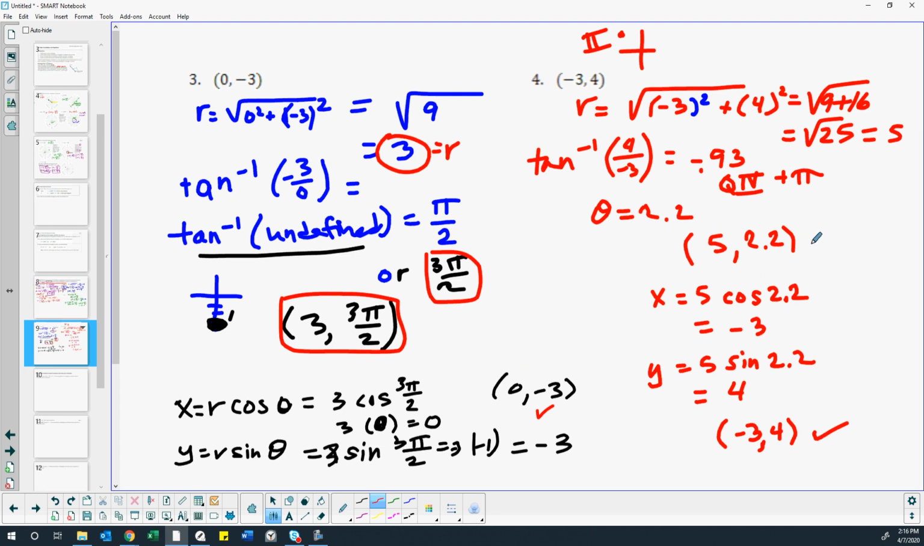You could do that and keep it exact, except would that give you the correct quadrant? If you do tangent inverse of 4 over -3, that's going to give you a quadrant 4 angle. And that would give you +3, -4, which is wrong.